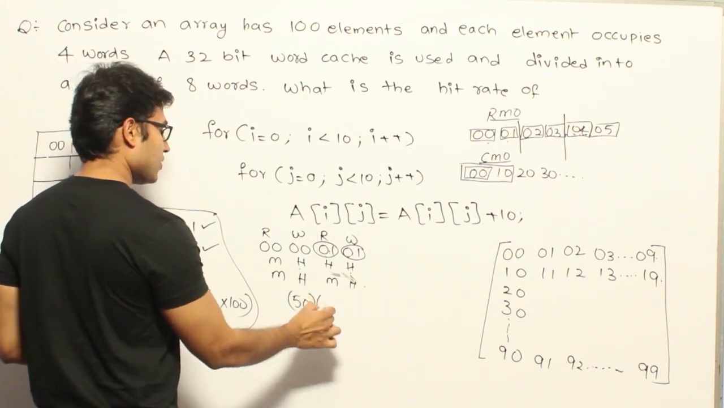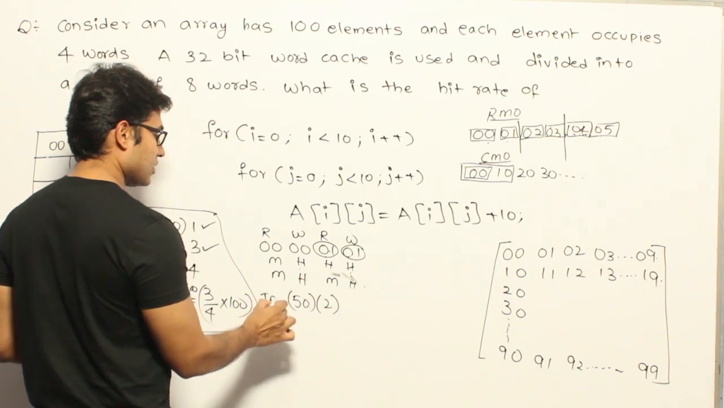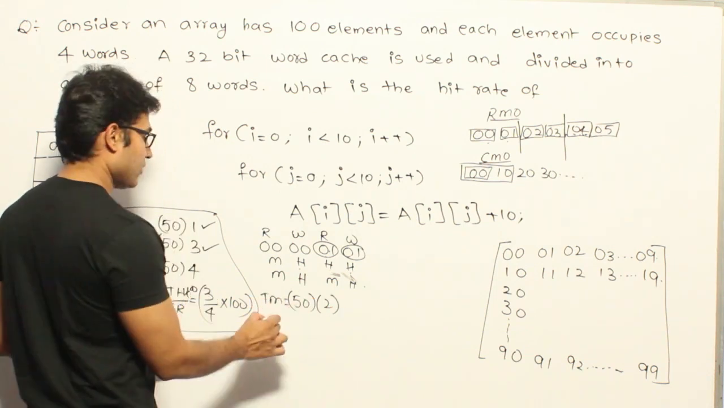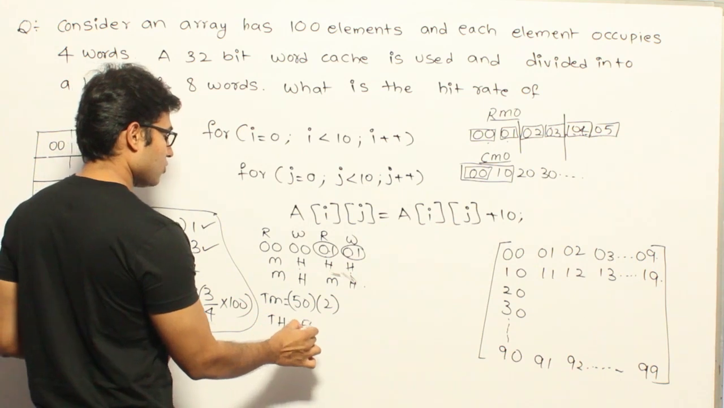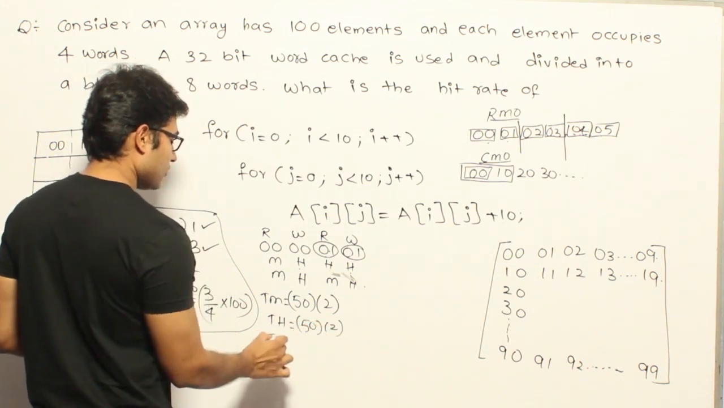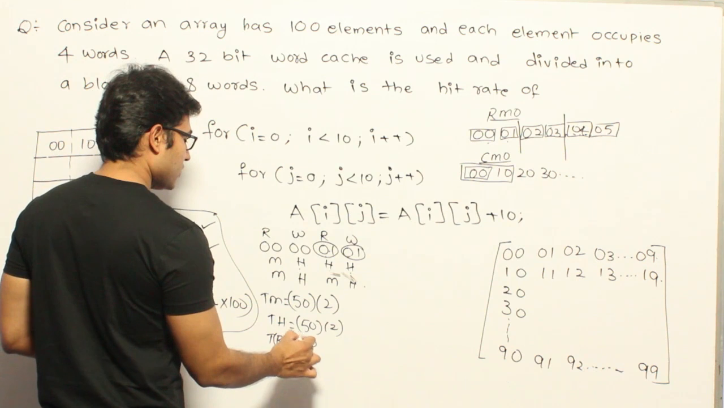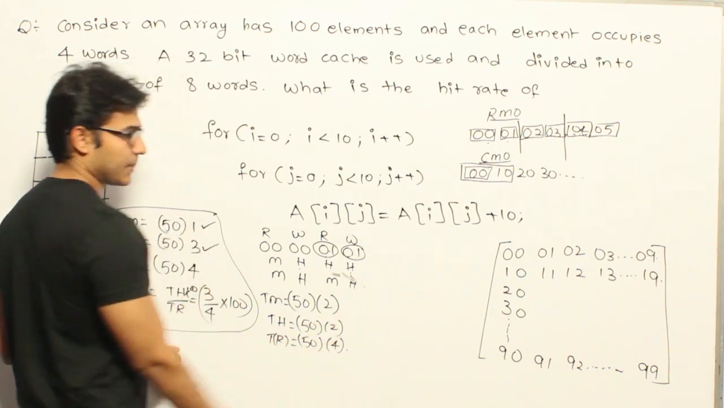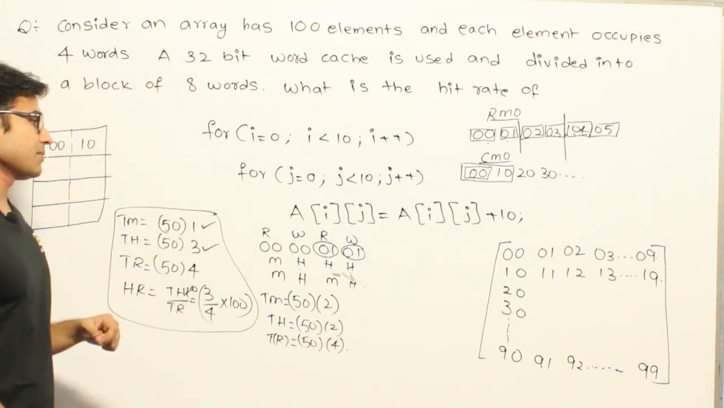For every pair you are going to get 2 misses, total misses is going to be 2, and for every pair you are going to get 2 hits, and the total difference is going to be 50 into 4. Are you getting this? Why did this happen?